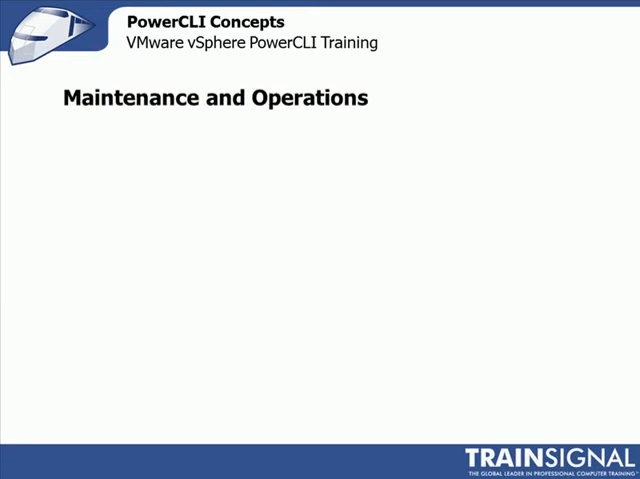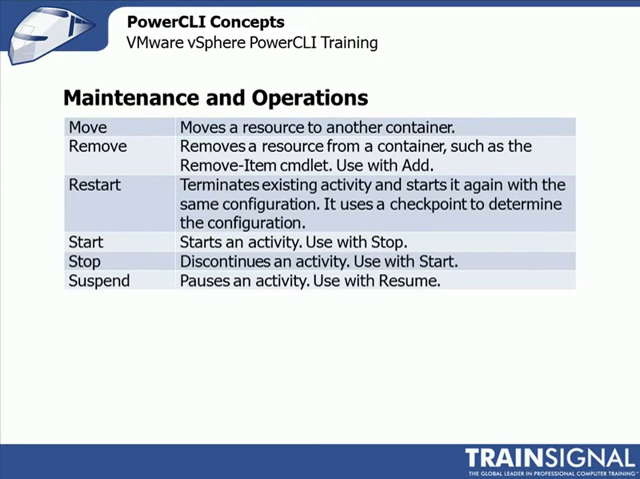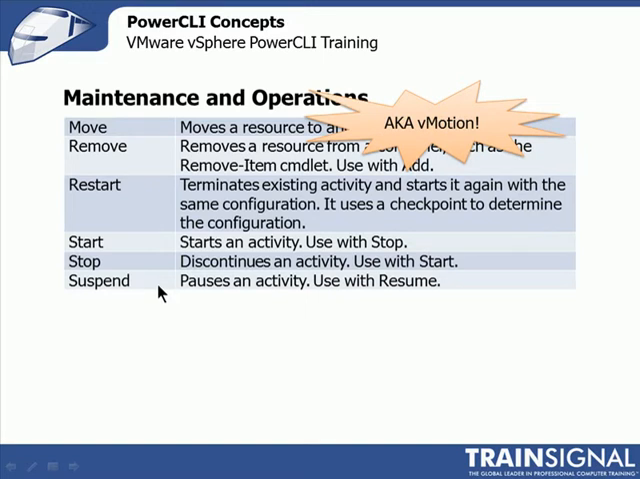Under the heading maintenance and operations, we have several different verbs which apply here. I'll read some of these definitions. We have move, which allows you to move a resource from one container to another. Remove is to remove a resource from a container, such as the remove item commandlet. We have restart. This is used to terminate an existing activity and start it again with the same configuration. A perfect example for this one is going to be restart a virtual machine. Then we have start, stop, and suspend. Move, for example, is moving a resource from one place to another. You can move a VM from one place to another, and that's also known as vMotion in VMware.